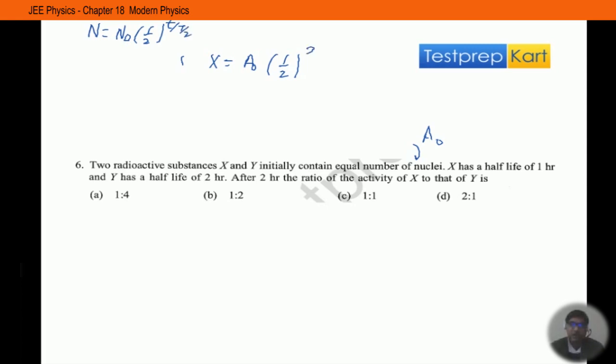The net time is given as 2 hours and the half-life of X is 1 hour. So this is 2 over 1. So the current activity of X is A0 divided by 4. Similarly for Y, having the same initial concentration, so it is N0, that is the number of nuclei in the initial state, 1 over 2. Time is 2 hours and half-life is also 2. So we'll get A0 by 2. So we will take the ratio of X over Y. It would be A0 by 4 divided by A0 by 2. So we'll get 1 over 2. So the ratio is 1 is to 2. Right. So choice B is correct.